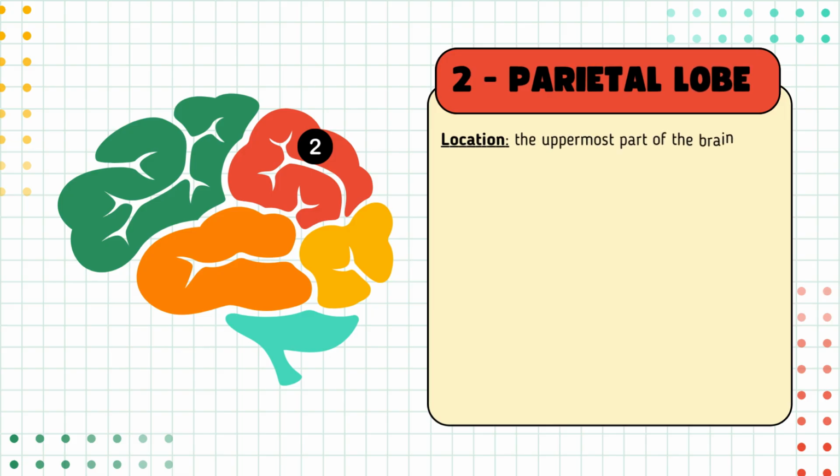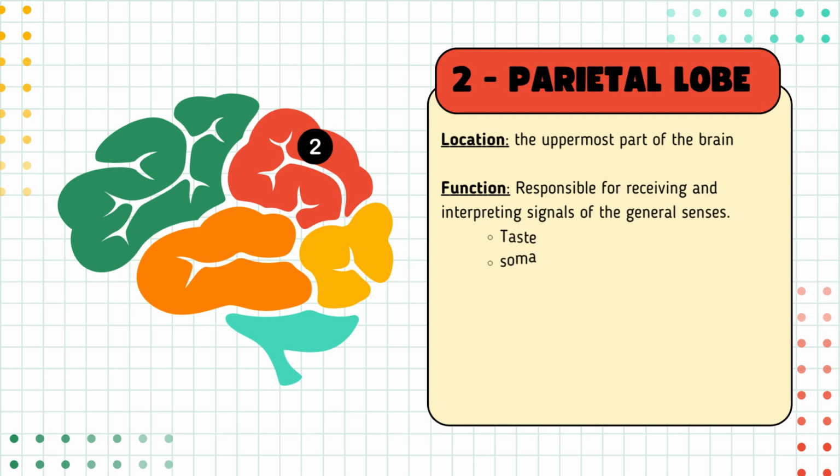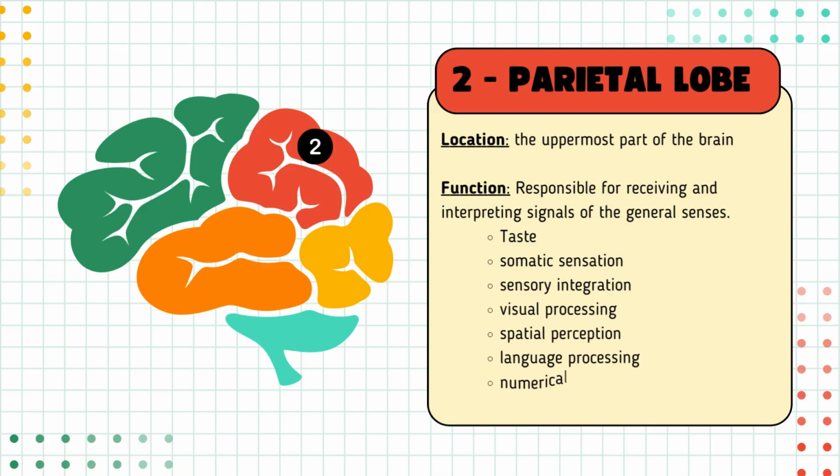Next is the parietal lobe. It is located at the uppermost part of the brain. I have it labeled on the left for you. The function is it is responsible for receiving and interpreting signals of the general senses. So the taste, the somatic sensation, sensory integration, visual processing, spatial perception, language processing, and numerical awareness.